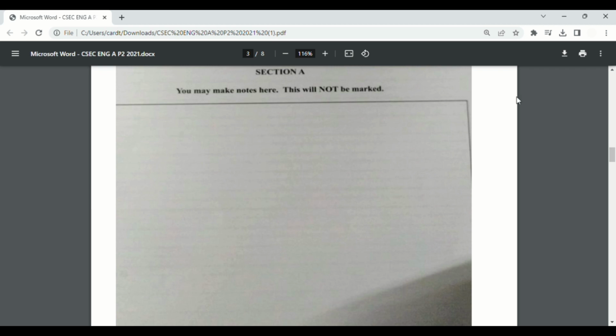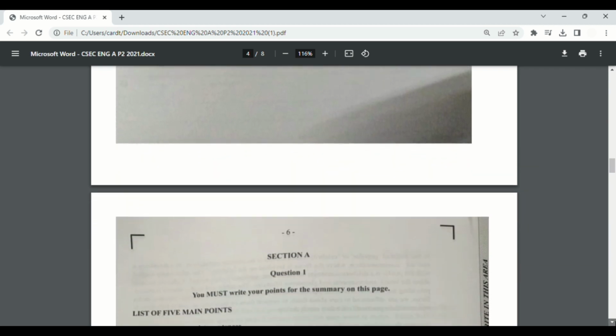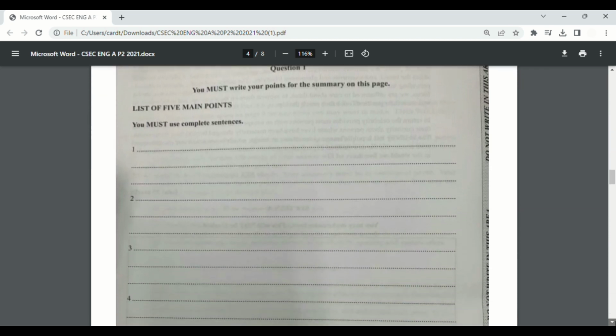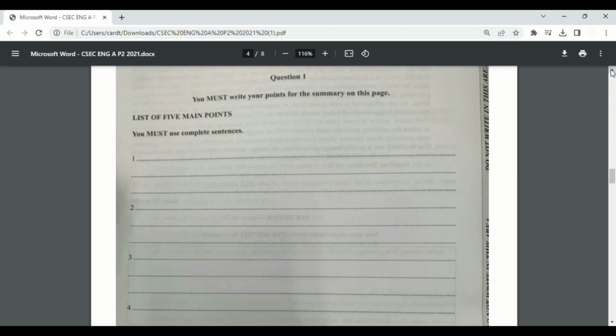When you read it and certain things jump out at you, things that pop up and you feel are important, you can jot them down right here. But even if you jot down five main points up there, make sure you come back down here and write out your five main points.